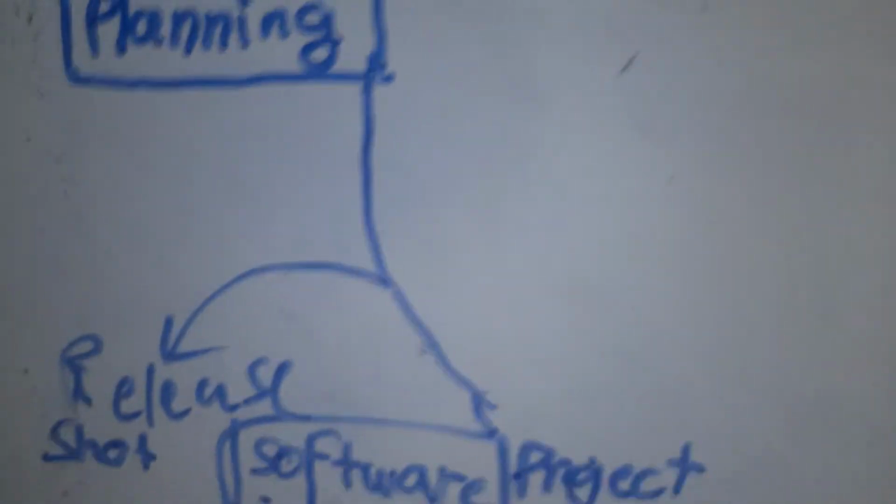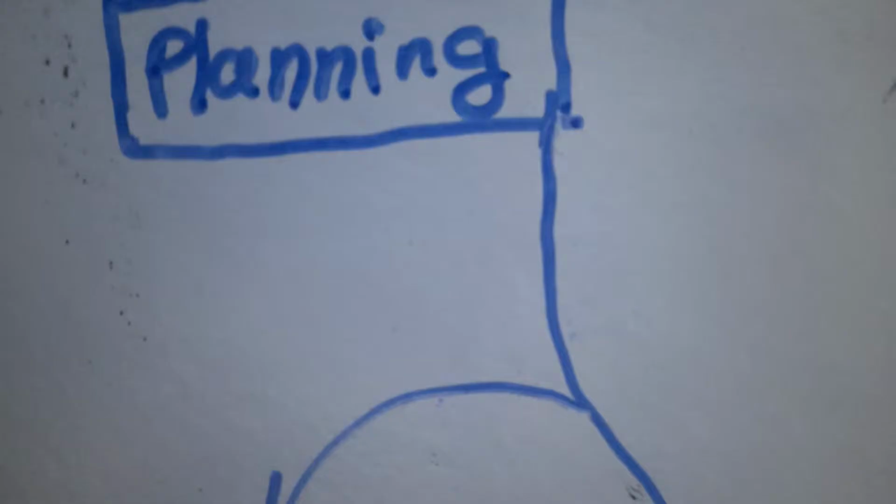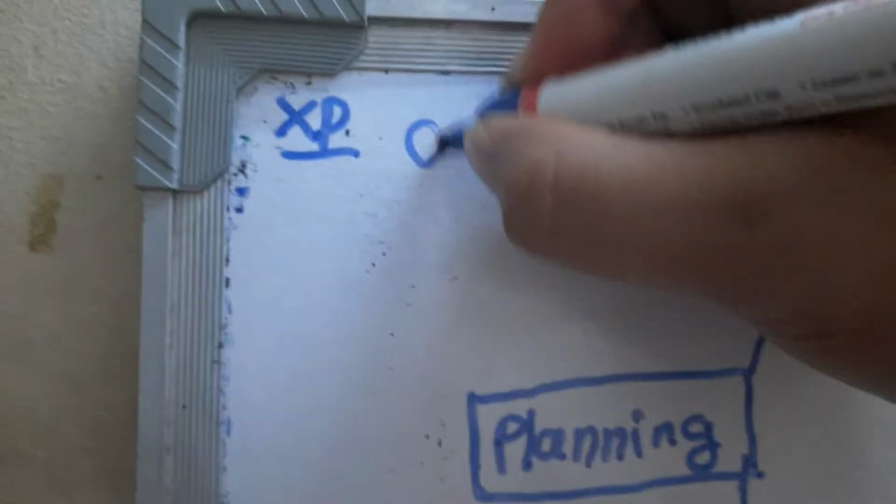So now we're going to go for definitions. So planning is, I would write it here. Wait a second. Is it visible? Yes.